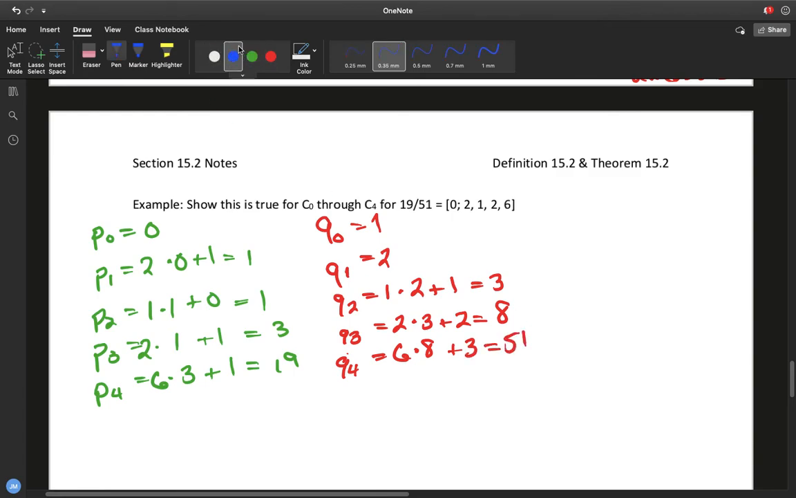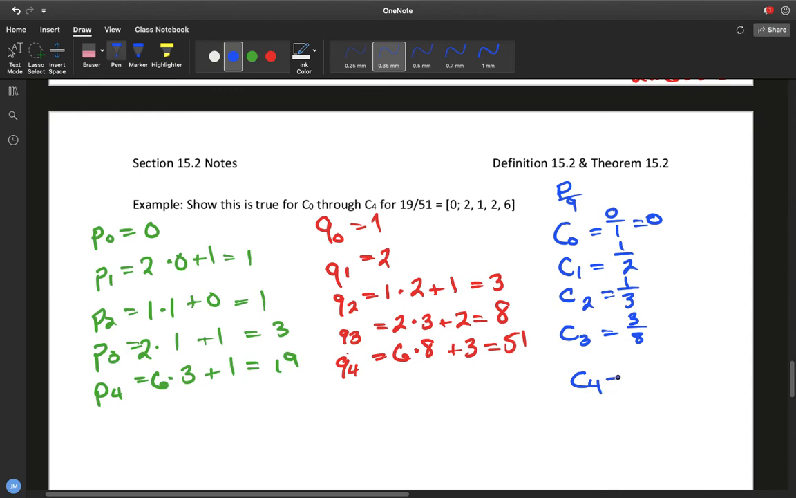And then you'll see some familiar numbers starting to show up if you take your values p divided by q. For the first one, you'll get c sub 0 is equal to 0 over 1, which is 0. C sub 1 is going to be taking 1 over 2, which is 1/2. C sub 2 is going to be taking 1 over 3, which is 1/3. C sub 3 is going to be taking 3 over 8. And C sub 4 is going to be 19 over 51.